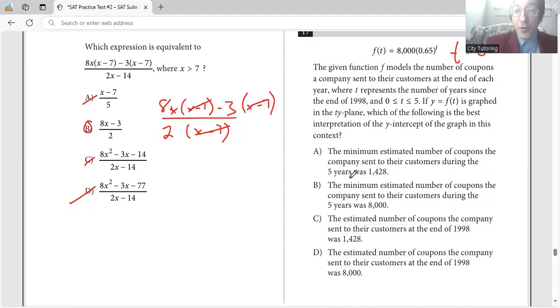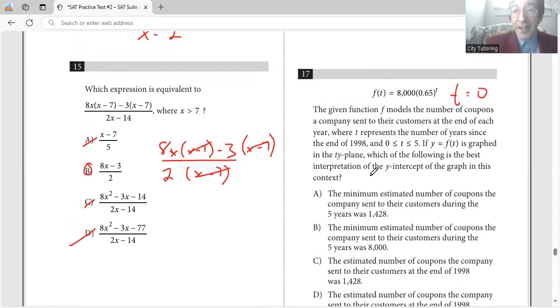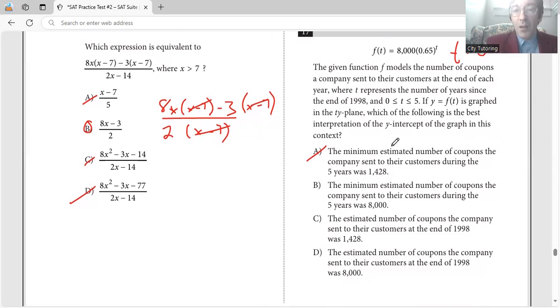So let me see from the choices: the minimum estimated number of coupons the company sent during the 5 years was 1,428. No, there's no way I can get that if I set t equal to 0, so that doesn't make sense. The minimum estimated number of coupons the company sent to their customers was 8,000. No, because it's telling us that the function models the number of coupons at the end of each year. So I'm going to work backwards. D says the estimated number of coupons the company sent at the end of 19... that looks tempting because it told us in the problem about the end of 1998.